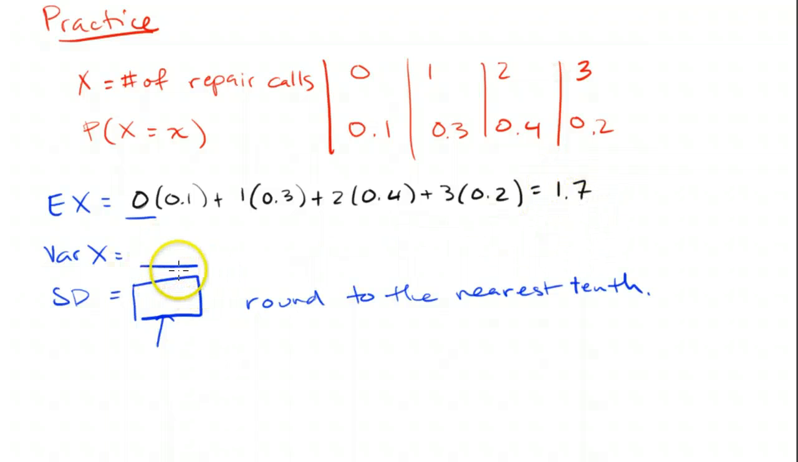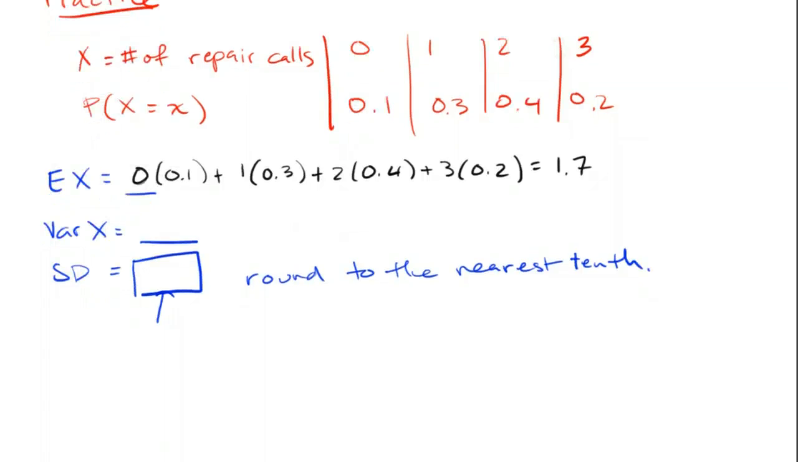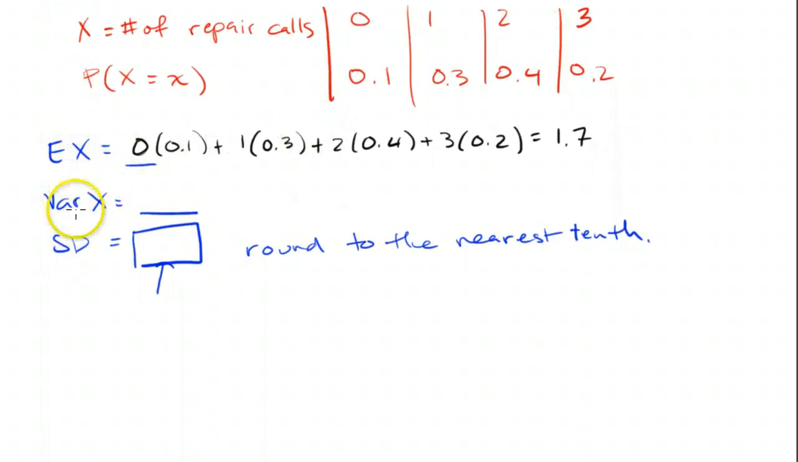Next, we want to find the variance, so that one I may need a little bit more space. So we're going to find the variance of x. And the way we do that is we just take every single value of x that is possible minus this, so minus the expected value of 1.7, square it, and then times its probability. And so we just rewrite that again, just so you remember. So the variance is equal to the sum of each value of x minus the expected value, squared, times its probability.